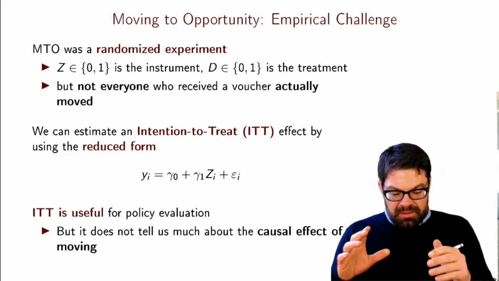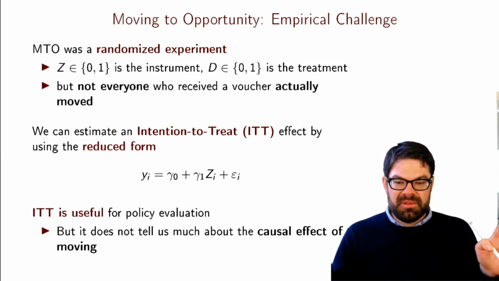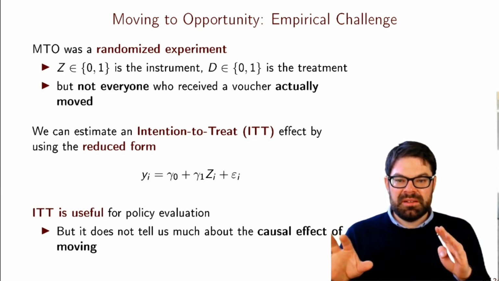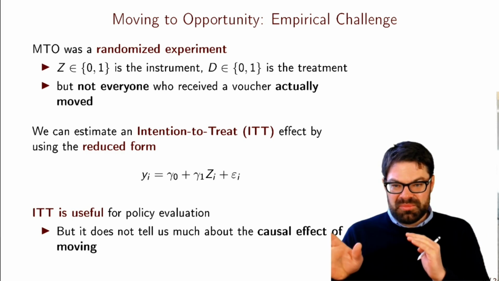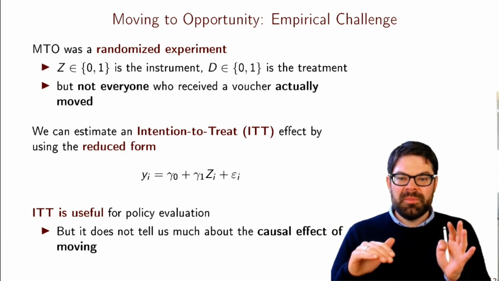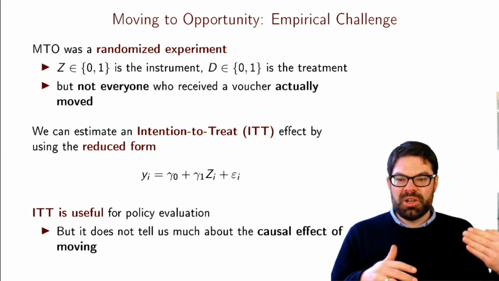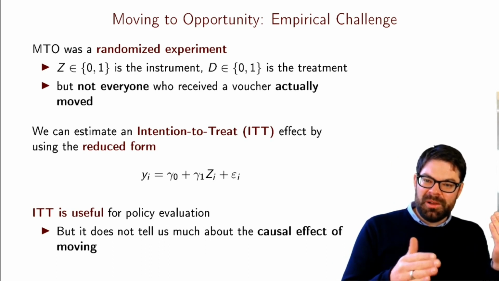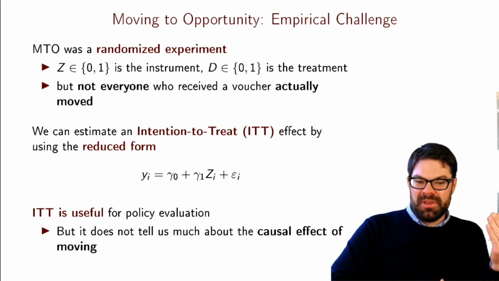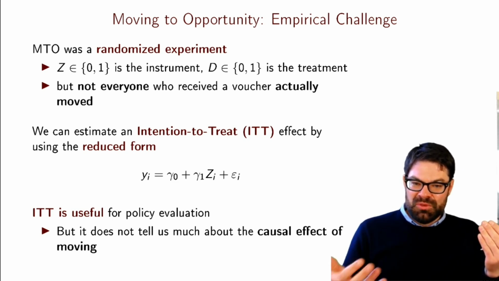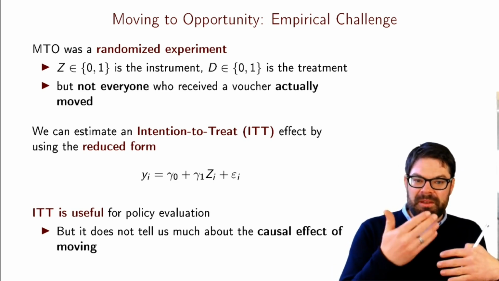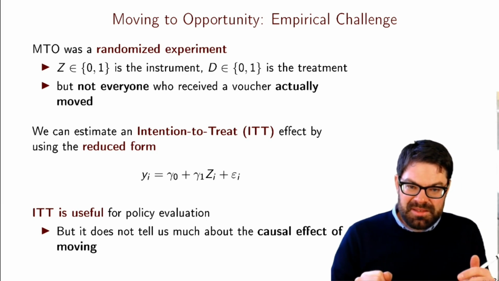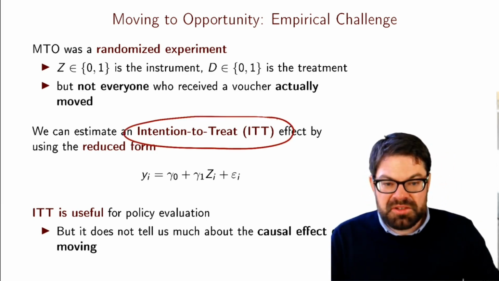So, this slide pretty much summarizes what I already said about the different effects one can look at. So you have here the instrument, you have the treatment, but obviously not everyone who received a voucher actually moved. And so then it depends, do I want to know what is the effect of moving on outcomes, or what is the effect of receiving a voucher on outcomes? And the reduced form, the effect of receiving a voucher on health and education outcomes, that is also oftentimes called the intention to treat effect.